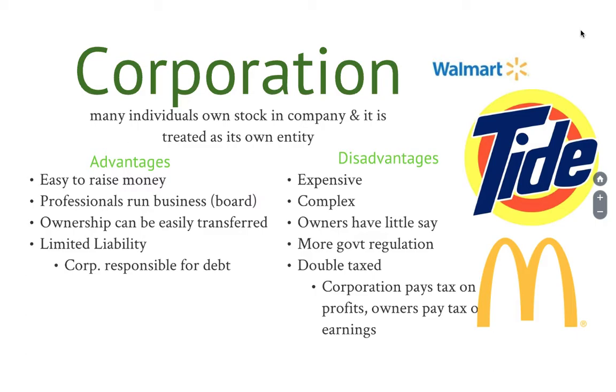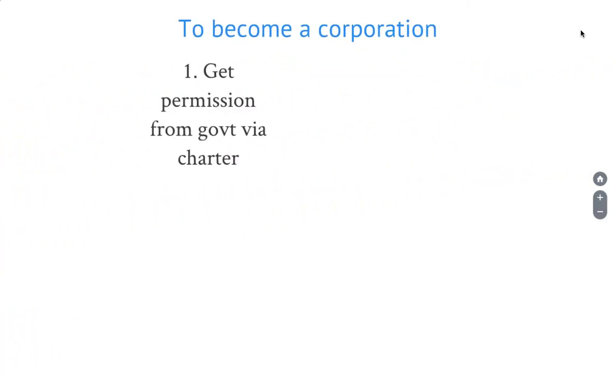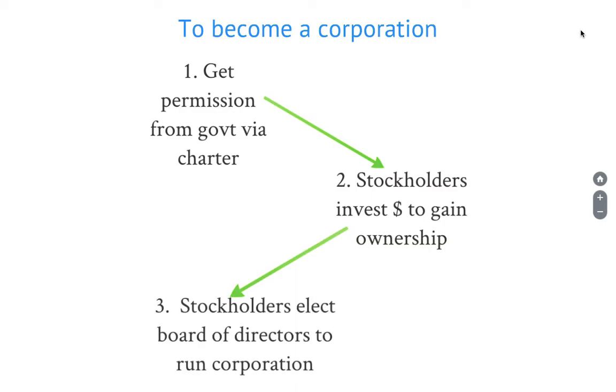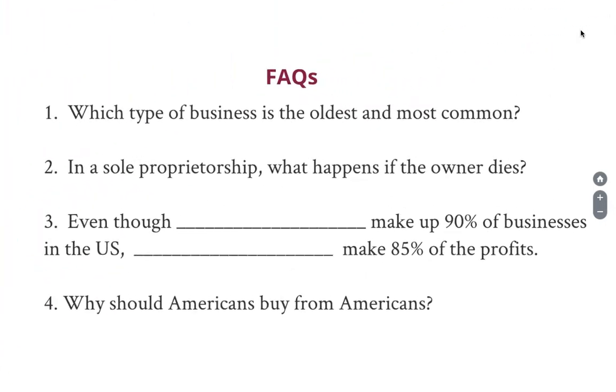Disadvantages are it's expensive to start. It's very complex. Owners have very little say. There is more government regulation, and you get double taxed. The corporation pays taxes on the profits, and then the owners pay taxes on the earnings that were paid to them by the corporation. How do you become a corporation? First, you get permission from the government. Second, stockholders invest money. Third, stockholders elect the board of directors.